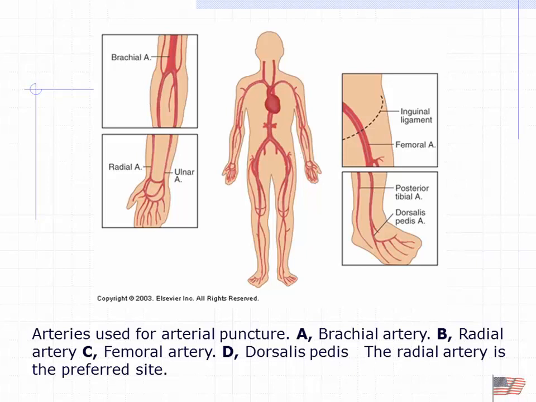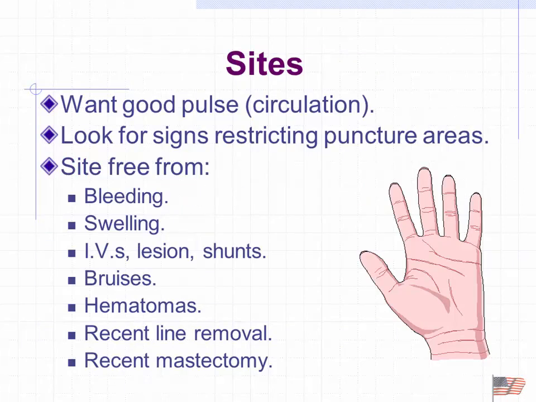Radial, if you remember, is just above the bend of the wrist, and it's on the thumb side of the arm. And the brachial is located in the brachial fold, or at the elbow. So when we did blood pressure, you were palpating and feeling for the brachial artery. And then the femoral is just below the inguinal ligament, and it's a much deeper artery.